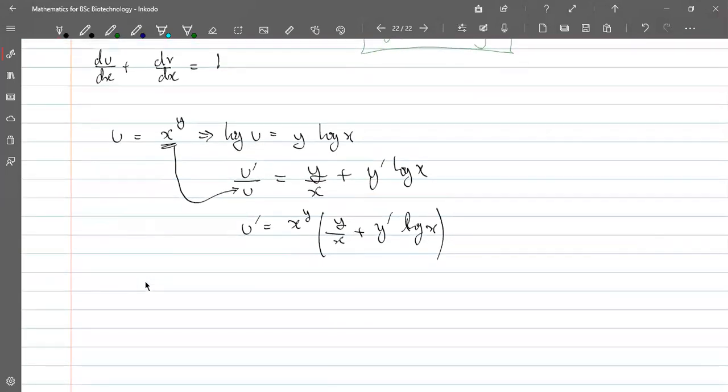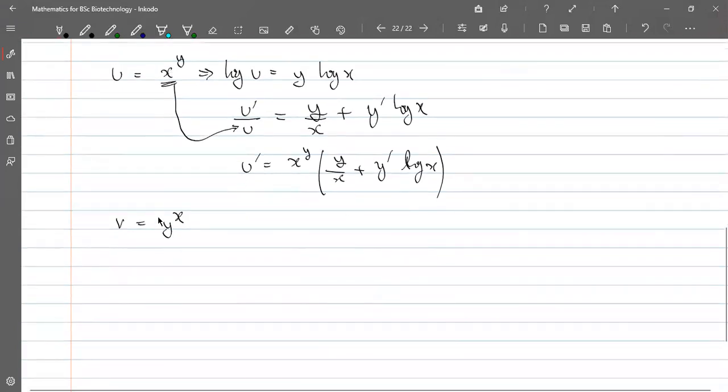Similarly, v equals y to the power x. You cannot reuse this result by interchanging x and y because we are differentiating with respect to x, so there is an asymmetry there. So what you get is something else over here. Although the expressions are similar, the differentiation is with respect to x. So what we are doing is not symmetric in the two variables, so to speak.